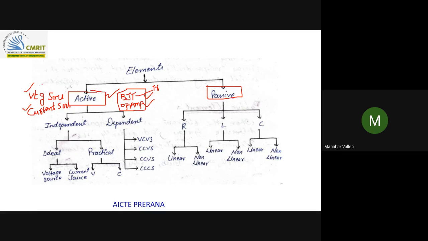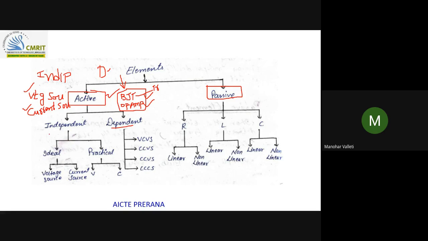And see, these are independent. Whatever you are saying as voltage source and current source, all these are independent sources. Whereas these are dependent sources. So these are coming under dependent sources.